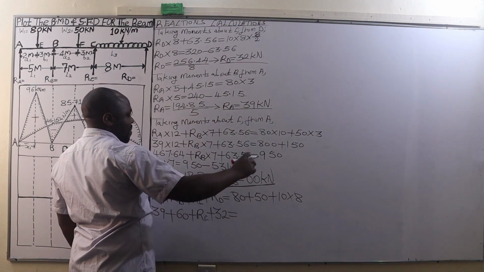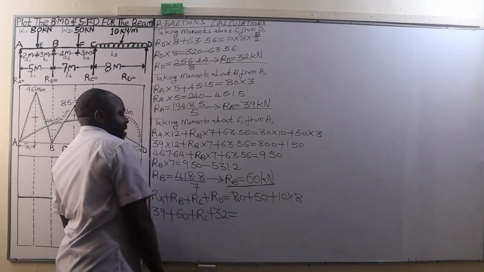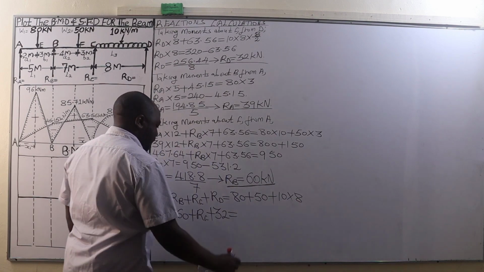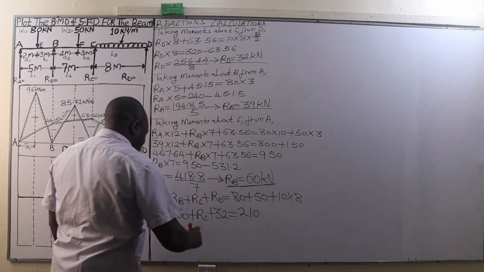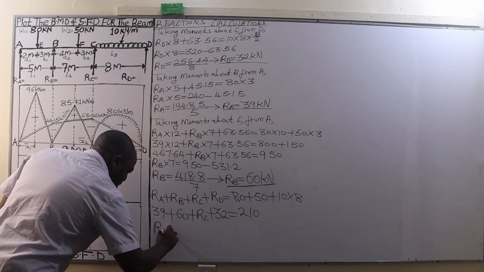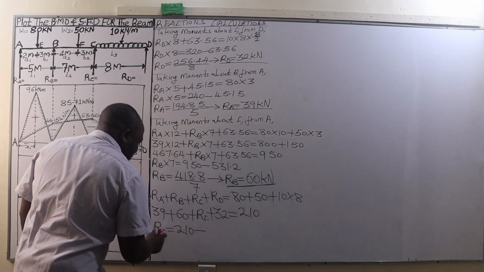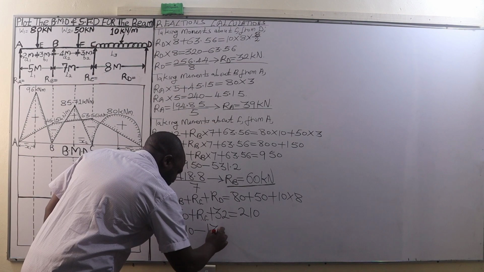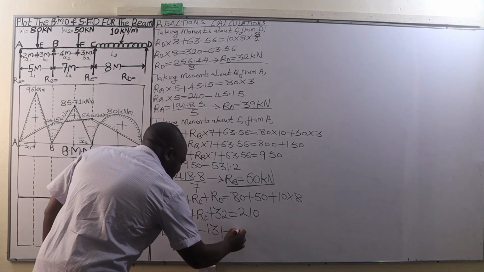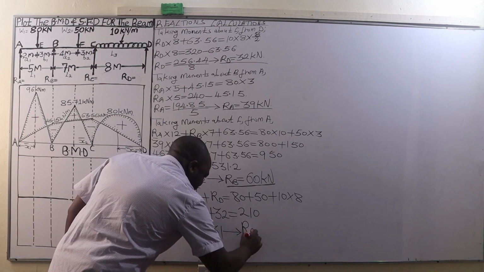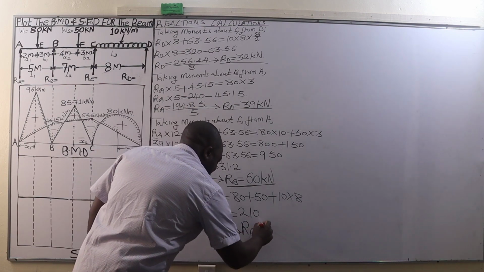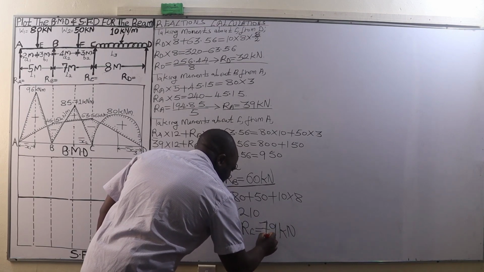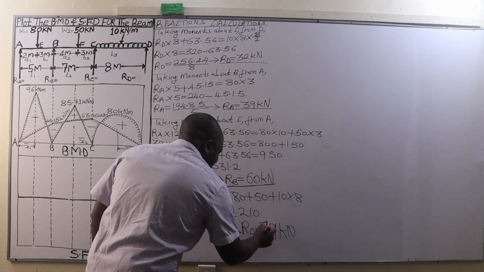That is going to be 80 plus 50, that is 130. 130 plus 80, that is 210. So it equals 210. And the reaction at C will be given by 210 minus 39 plus 60 plus 32, that is 131. And this is going to give us a reaction at C of 79 kilonewtons. So we have 79 kilonewtons being the reaction at C.